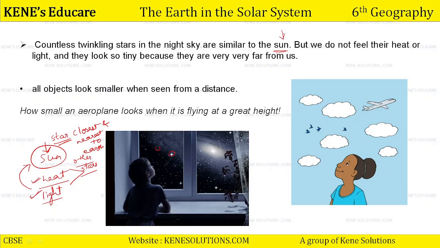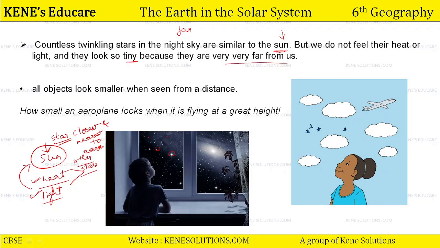But they are different from the sun. They seem to be different from the sun only because they are far from us. And the sun is very close to us. Not very close, but comparatively close to us. But we do not feel their heat or light. And they look so tiny because they are very, very far from us.